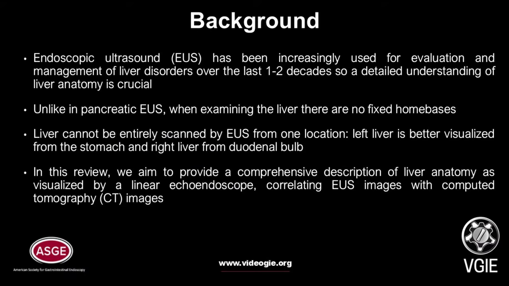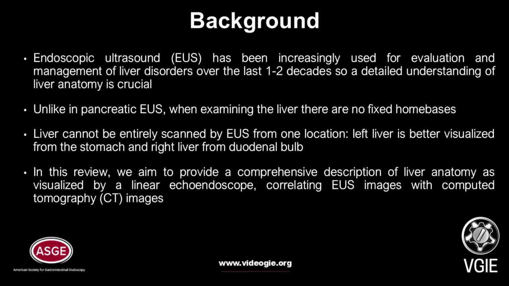Endoscopic ultrasound has been increasingly used for the evaluation and management of liver disorders over the last 2 decades, so a detailed understanding of liver anatomy is crucial. Unlike in pancreatic EUS, when examining the liver, there are no fixed landmarks or bases. The liver cannot be entirely scanned by EUS from one location. The left liver is better visualized from the stomach and the right liver from the duodenal bulb.